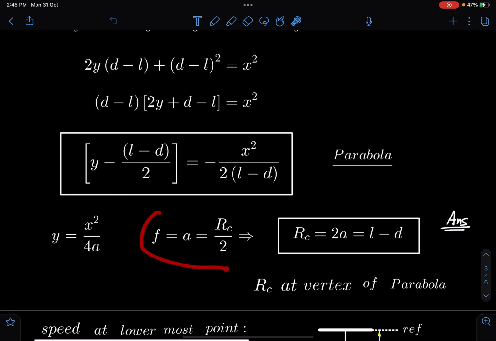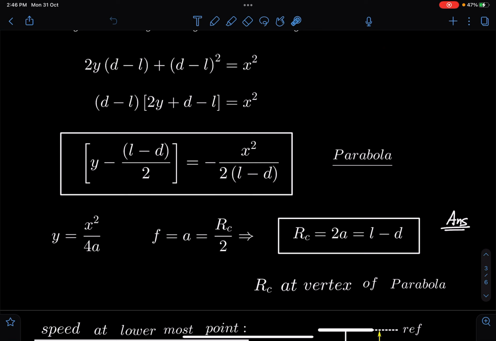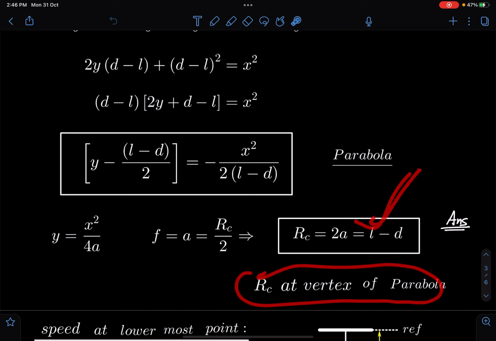So from there I can say directly, otherwise I have to use (1 plus (dy by dx) whole square) to the power 3 by 2 divided by d2y by dx square. I hope you are getting this idea clearly. And from here, if I compare this, rc is equal to 2a, and that value comes as L minus d. So rc at the vertex of the parabola is L minus d.